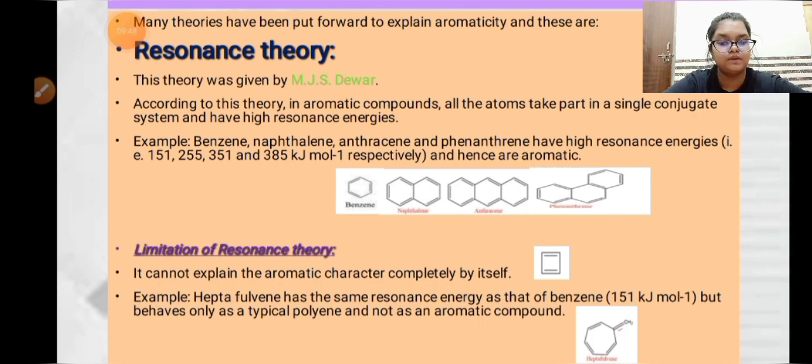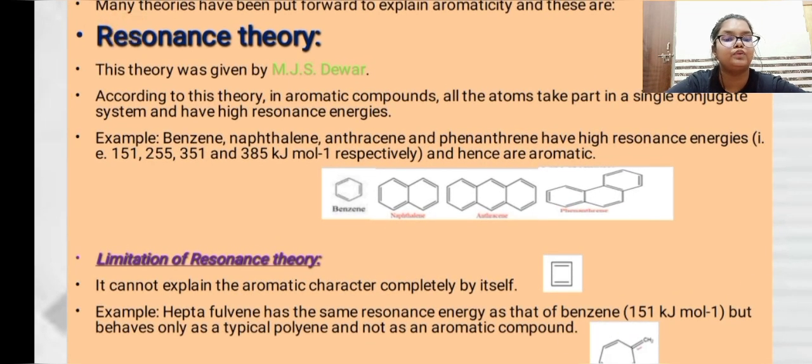Here are some examples: benzene, naphthalene, anthracene, and phenanthrene have high resonance energy, that is 155, 255, 351, and 385 kilojoules per mole respectively, and hence are aromatic compounds.